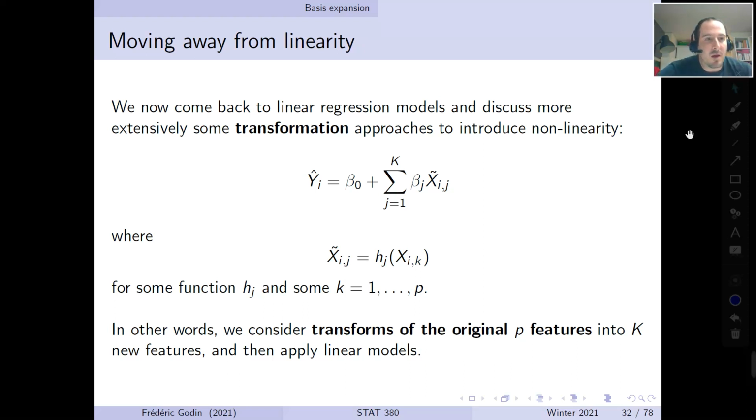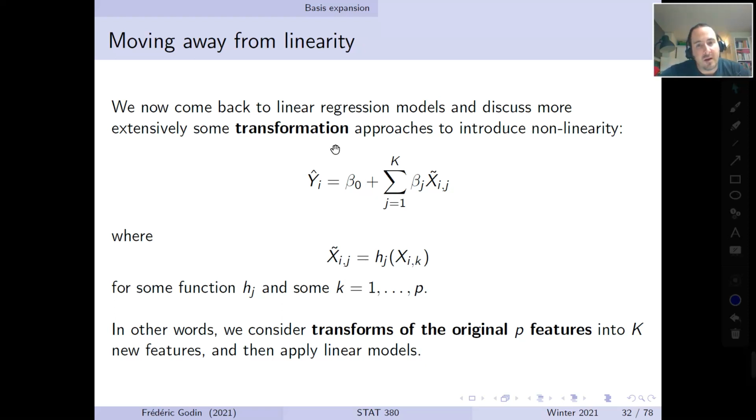Okay, so for example, we can come up with a model which makes predictions of the following form. So the prediction for the ith observation is a constant beta 0 plus a linear combination of betas times x tilde ij, where x tilde ij is not xij, the original predictor, but some transformation of the original predictor. Here I've written a transformation of a single predictor, but it can be a transformation of multiple predictors.